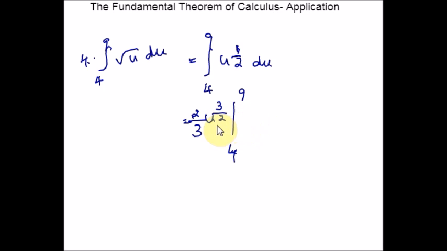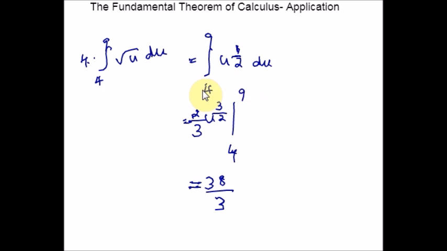You can also split the exponent, right? 1 over 2 times 3. So if you take the square root of 9, it's just 3, and the square root of 4 is just 2. So that would become 27 minus 8. So finally I'm getting 38 over 3. Please check whether you're getting the same value or not. 38 over 3. Hope you're clear with this fourth example.